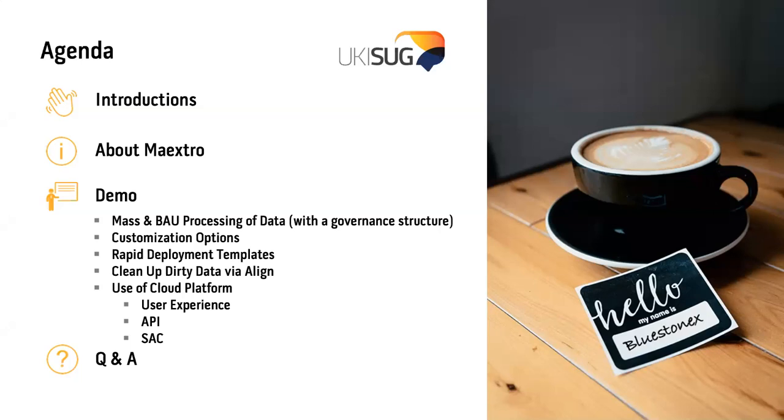Then we're going to look at part of Maextro called Align. So this is cleaning up dirty data based on business rules that Maextro holds. And then finally, I'm just going to show you how we use Maextro with different flavors. So we can use the SAP Cloud Platform and also on-premise Fiori applications alongside it. So we're going to cover things like user experience, APIs for integration, and SAP Analytics Cloud, which is a great reporting solution from SAP.